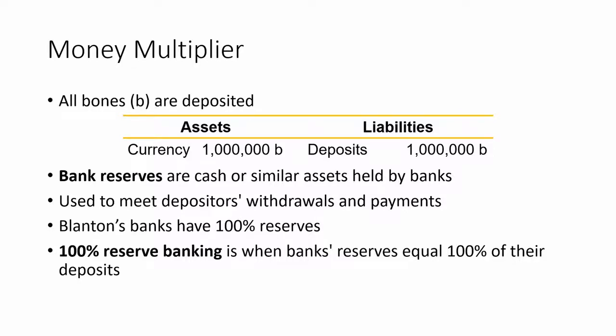So let's assume there was 1 million bones in currency, and they're all deposited in the bank. So now we have 1 million bones in assets and 1 million bones in liabilities. Bank reserves are cash or similar assets that are held by banks, and these are used to meet depositors' withdrawals and payments. So at this time, Blanton's banks have 100% reserves, right? Everything that's an asset is also in liabilities. All of the currency that's been deposited is held in deposits. 100% reserve banking is when the bank reserves equal 100% of their deposits.